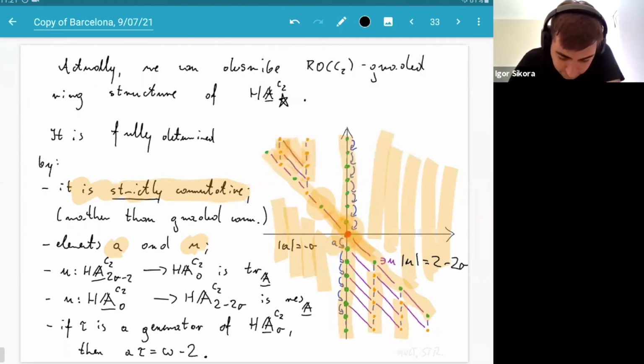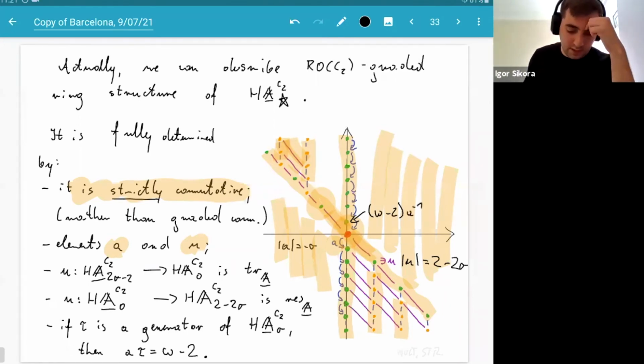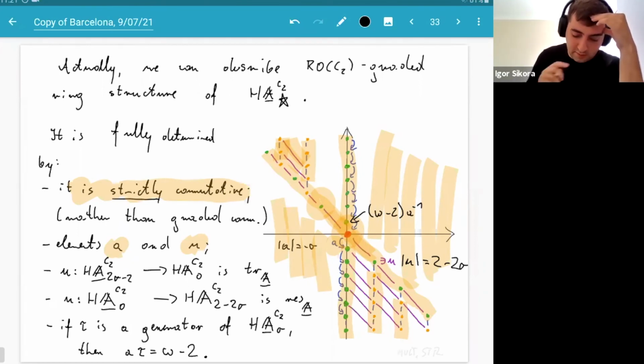So I need to rewrite it. So if tau is a generator of H of the sigma spot, so we are right now over here, we can show that this entry is generated by omega minus 2 times A to the power minus 1. So this gives us a full description of the RO(C2)-graded ring structure of the coefficients of the Bernstein-Mackey functor.